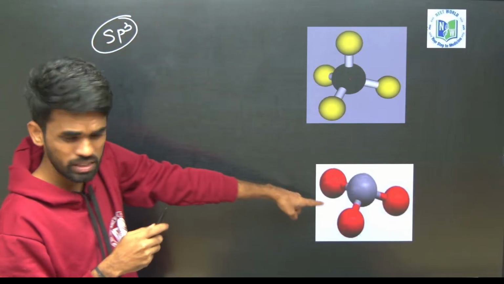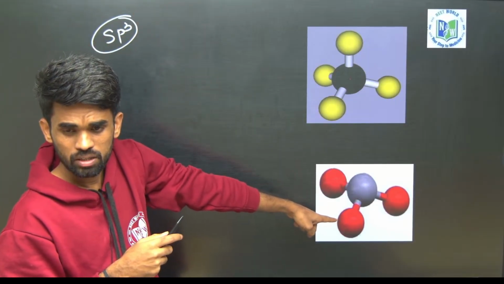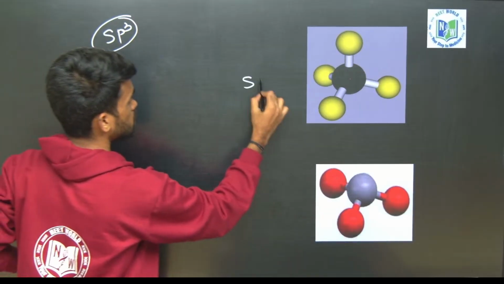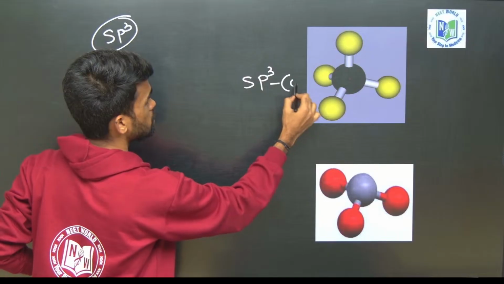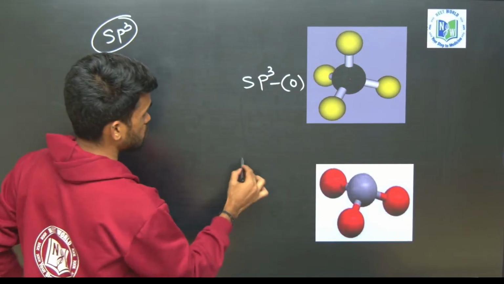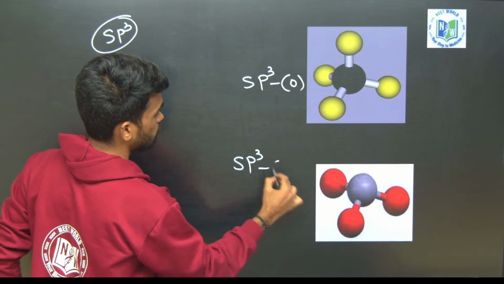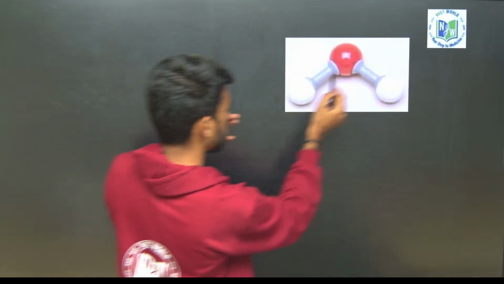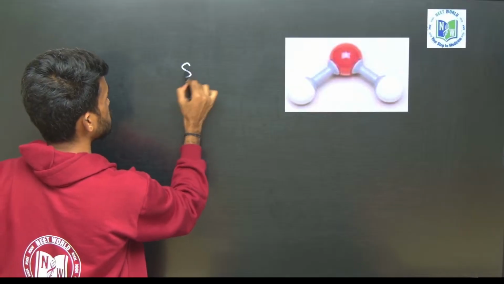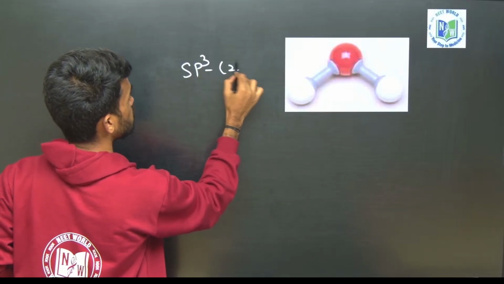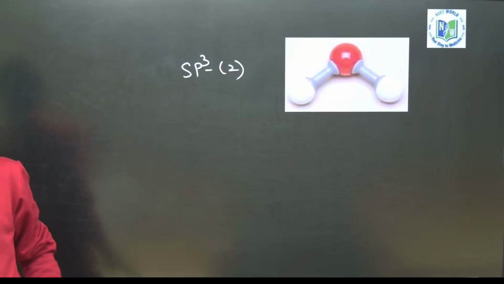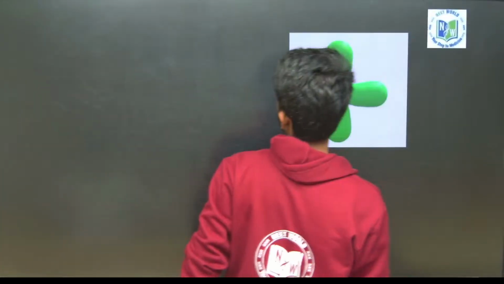And what about this one? Ammonia case we discussed. So this is sp3 hybridization with 0 lone pair electrons. This is also sp3 hybridization with one lone pair electron. And water case, this one is what? This is also sp3 hybridization with two lone pairs. We already discussed these three, with their bond angles, everything is discussed. Next one is what?